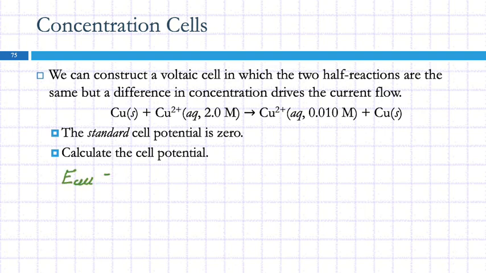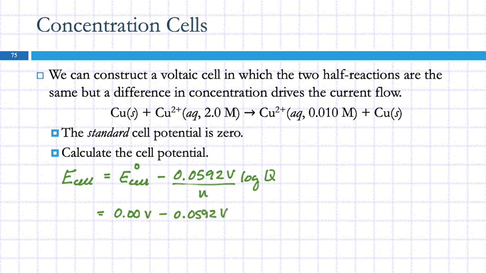And this is where we use the Nernst equation. The cell potential is the standard cell potential minus 0.0592 volts divided by N times the log of Q. Here, we don't even need to go look up a standard cell potential because these half reactions are the same, and therefore this is 0. So this is equal to 0 volts minus 0.0592 volts.